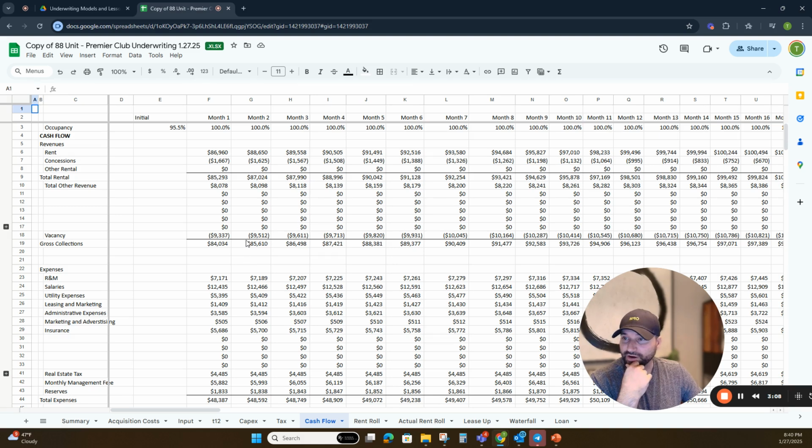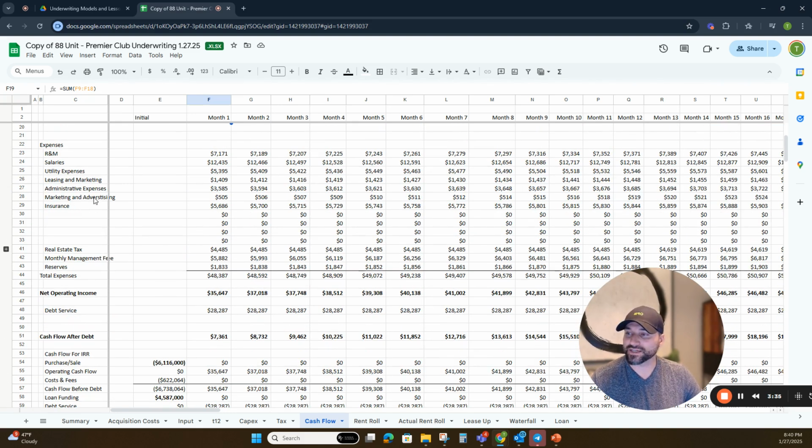Your cash flow tab. This is, again, a very important tab. This shows the month-by-month cash flow based on the current in-place rents and based on what we think we can get once we bump rents up in year one. This particular model requires it to be in year one. So we have our rent here, our concessions, total revenue, vacancy, which you have to account for, and then you got your gross collections.